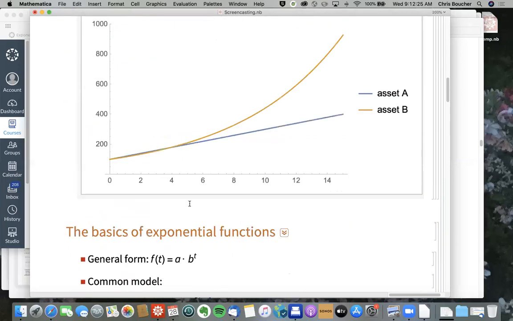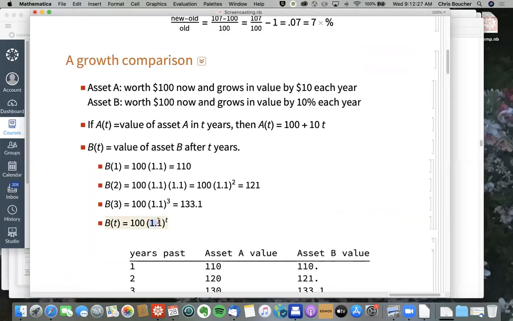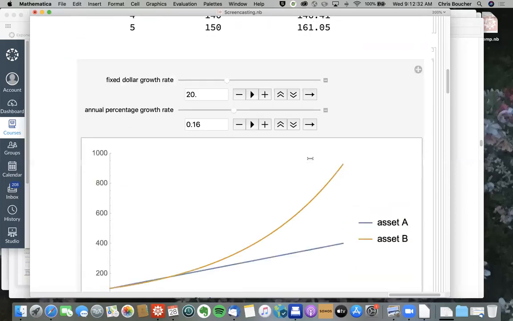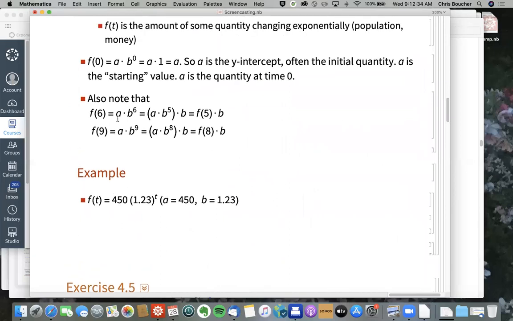b comes from the growth rate, right? Up in our example, b was 1.1, and that came from the fact that the asset was growing by 10% each year. Notice that if you take, say, f of 6, that's a times b to the 6, again the input is just in the exponent, and do a little bit of algebra here, right? b to the 6th is b to the 5th times b, and this first thing is just f of 5. So f of 6 is b times f of 5. And f of 9, same kind of calculation, is b times f of 8, and f of 12 is b times f of 11, and so forth.